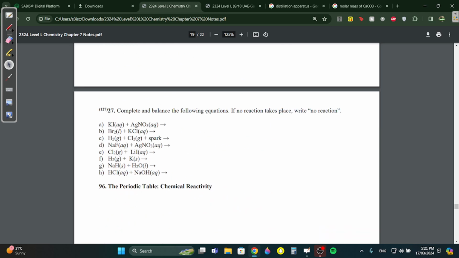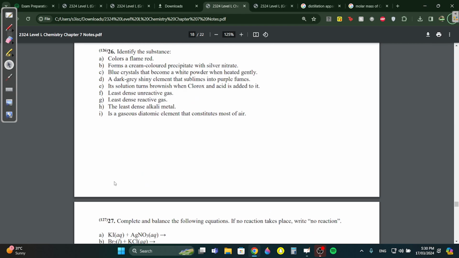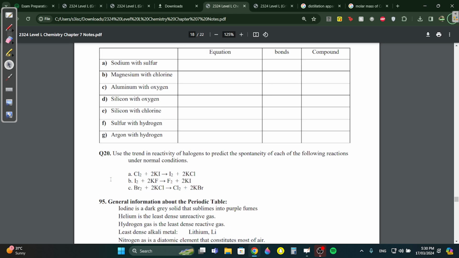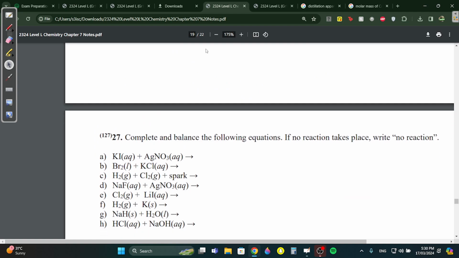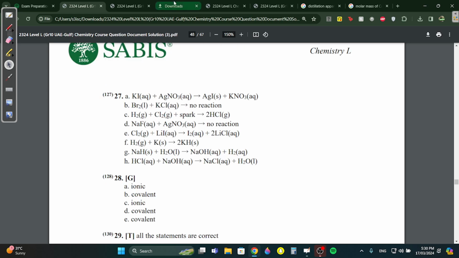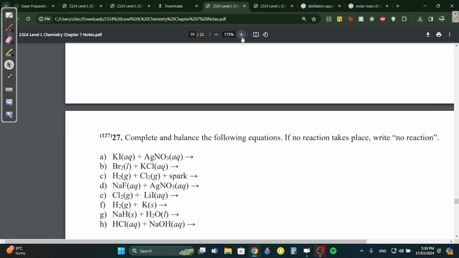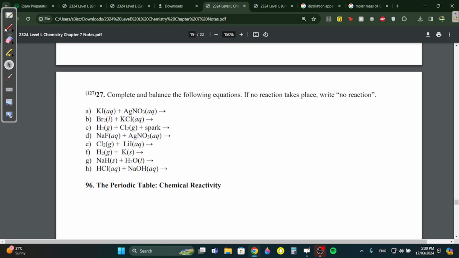Complete the equation, or write no reaction if no reaction takes place. Okay, I found this. By the way, all the solutions for these questions of the notes are in the course revision solutions. How it goes is they're asking, is there a reaction taking place?